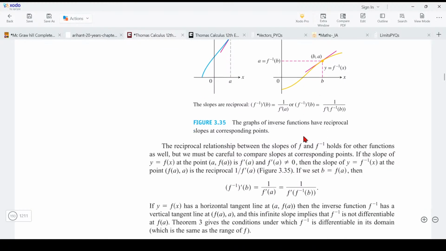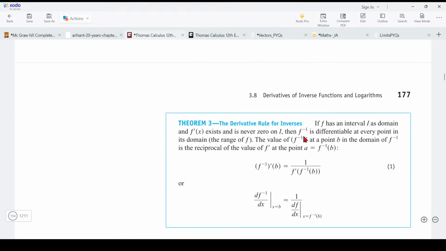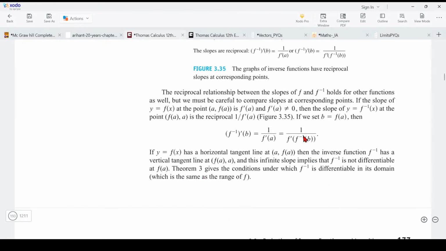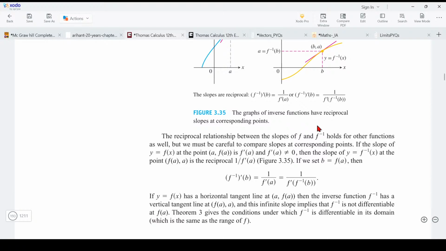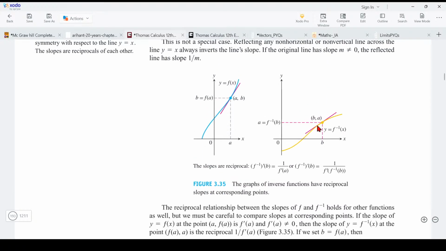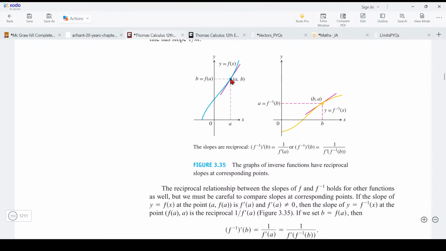Now with this, we do derivatives of a lot of inverse functions. So, for example, sine inverse x. How do you do the derivative of sine inverse x? This is what we'll use, this method. For sine inverse x, the slope should be the reciprocal of the slope of sine x at some point.